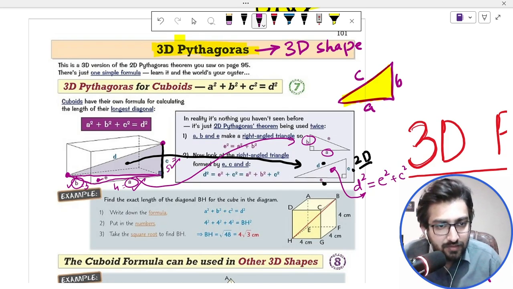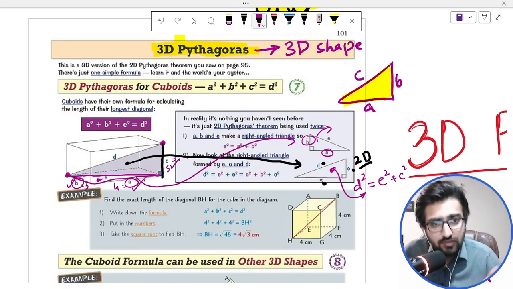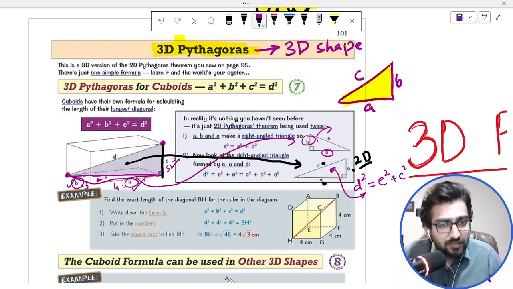Now let's apply Pythagoras theorem on this triangle. This is a two-dimensional shape again. There was a small triangle inside that three-dimensional shape, and we have taken it from there. So it will become E square equals B square plus A square, right? The longest side square equals B square plus A square. Now B is given, that is 3, and A is also given, that is 4.